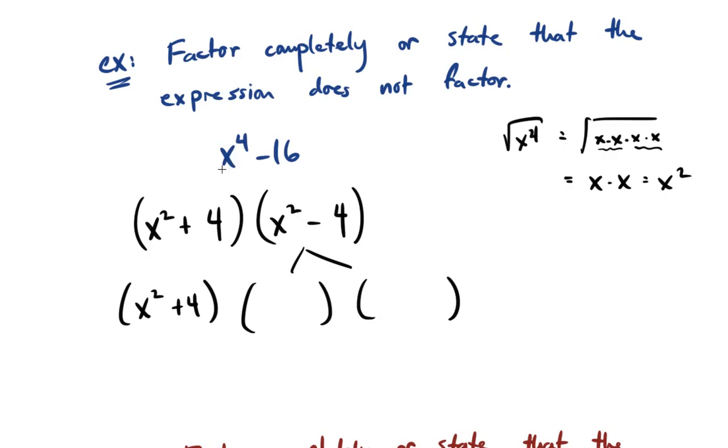So if you want, you can pause the video and try and figure out what should go in these 2 spots. Okay, so it should be the square root of x squared, so that's going to be x in the first two spots, and the square root of 4, that's 2 in the next two spots, and again, one gets a plus and one gets a minus.